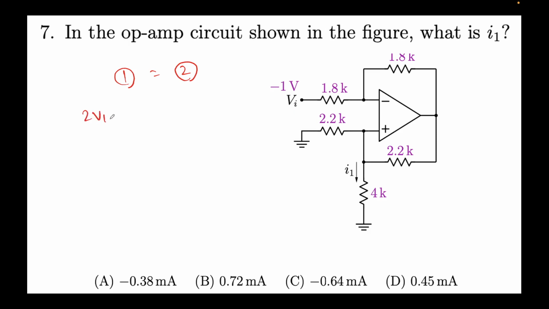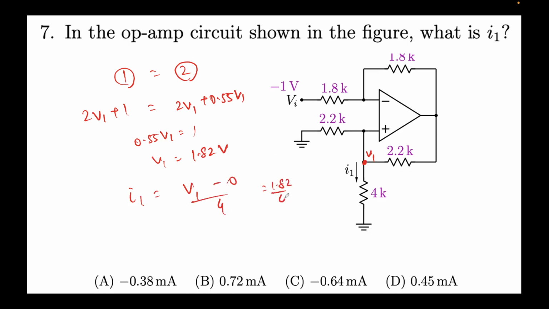We'll get 2V1 plus 1 equal to 2V1 plus 0.55 V1. This gives us 0.55 V1 equal to 1, and V1 will be equal to 1 divided by 0.55, which comes out to be 1.82 volts. Current I1 is simply V1 minus 0 over 4, so 1.82 over 4 comes out to be 0.45 milliamps. So for question number 7, the option is D. Yes, that's the correct one.